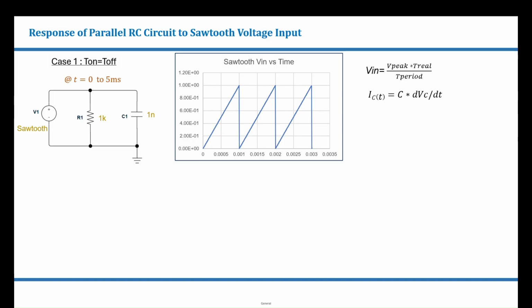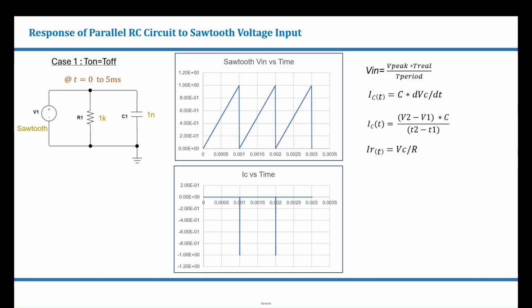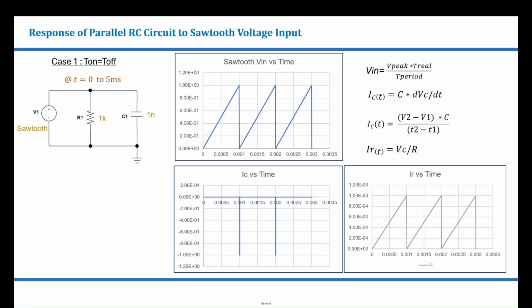Now to find the current flowing through the capacitor, here is the equation. IC is equal to C dVC by dt. On substituting the following parameters and on plotting the current flowing through the capacitor values, we can see how the graph looks like. And the Vin can be calculated using V peak into T real by T period.